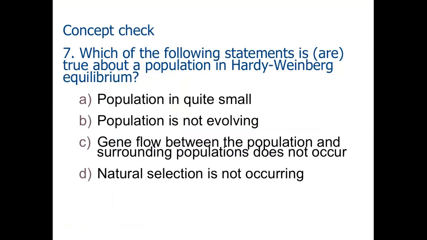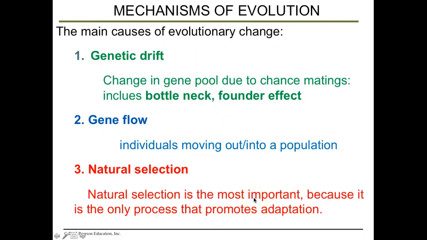You answer this question. Go ahead and pause it if you want to answer, but I'm going to go ahead and tell you right now that the answer is: if a population is in Hardy-Weinberg equilibrium, that means the population is not evolving, okay? Not evolving. All right. So what are some mechanisms of evolution?